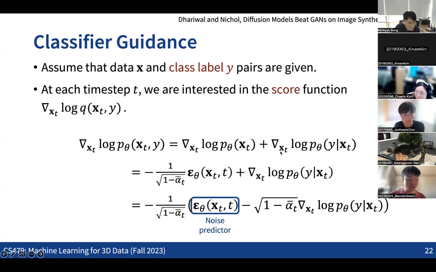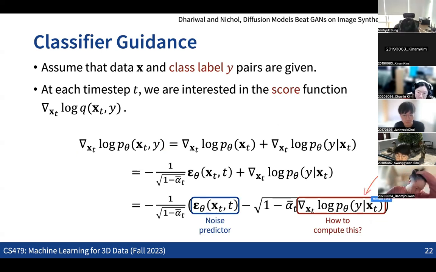So this is the information from the noise predictor. And we want to basically get this information, right? So that we can get this score, the information for the joint probability. So here the question is how we can get this score for this conditional probability.